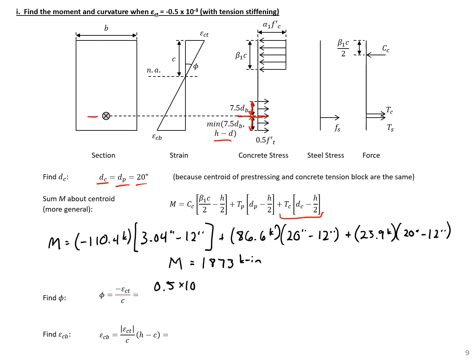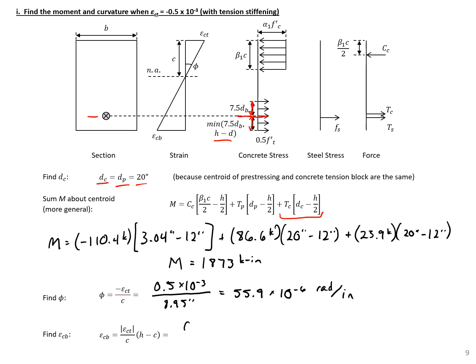We can find our curvature then by taking the top fiber strain, 0.5 times 10 to the negative third, divided by C, 8.95 inches, which will give us a curvature here of 55.9 times 10 to the negative 6 radians per inch.